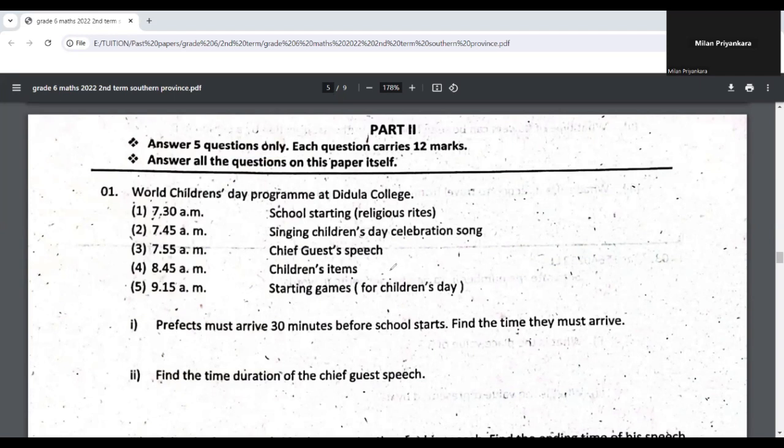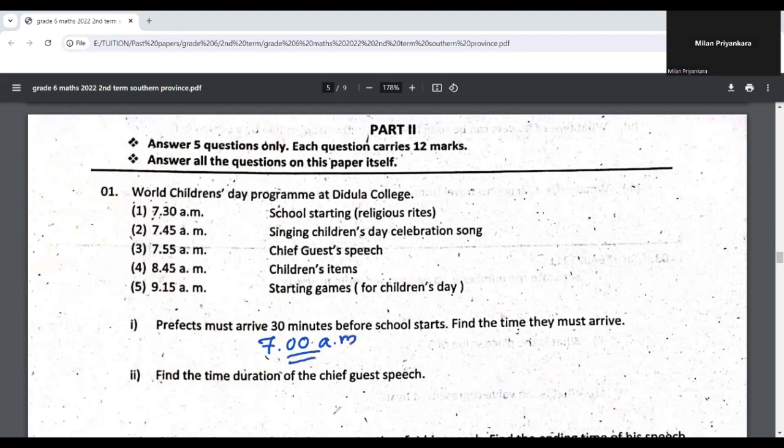Prefects must arrive 30 minutes before school starts. Find the time they must arrive. School starts at 7:30, so the prefects come 30 minutes prior to that. That means they have to come at 7 a.m.